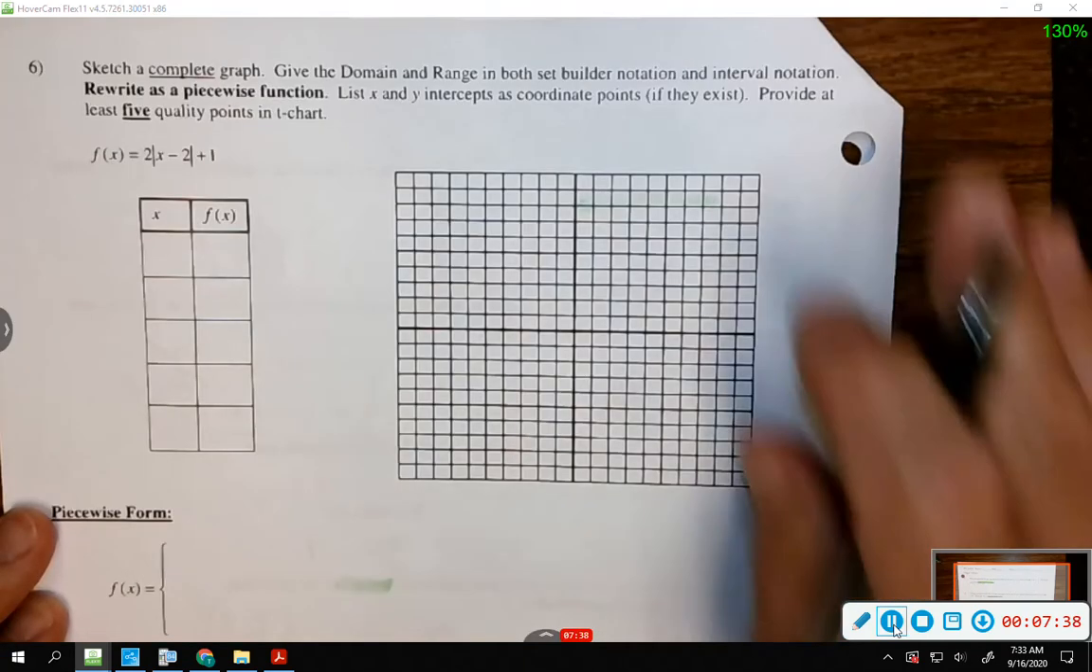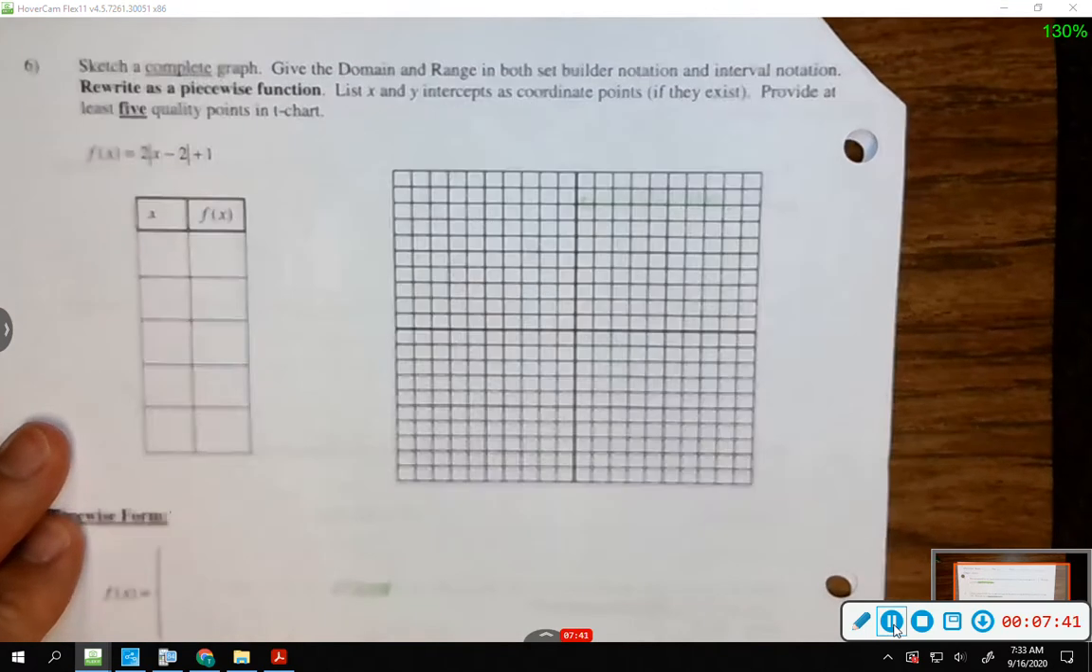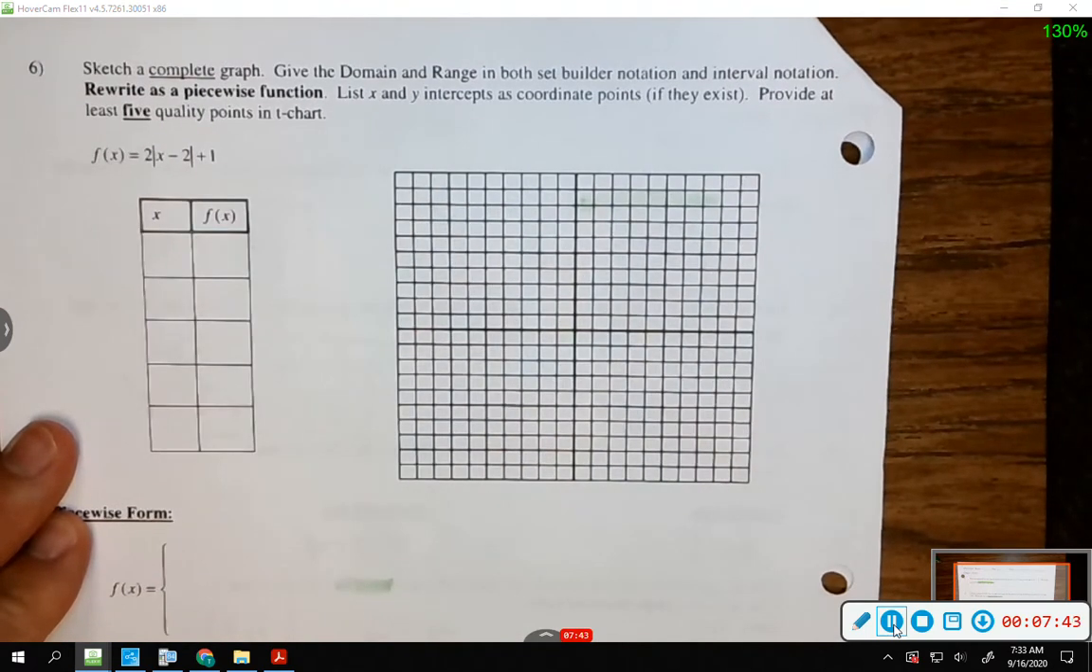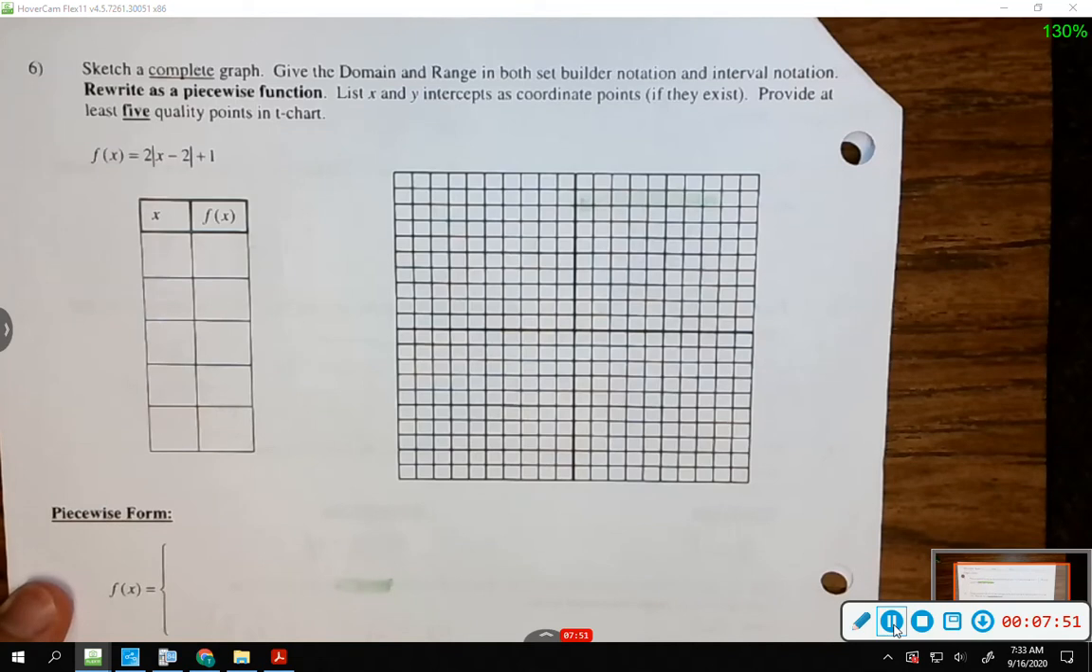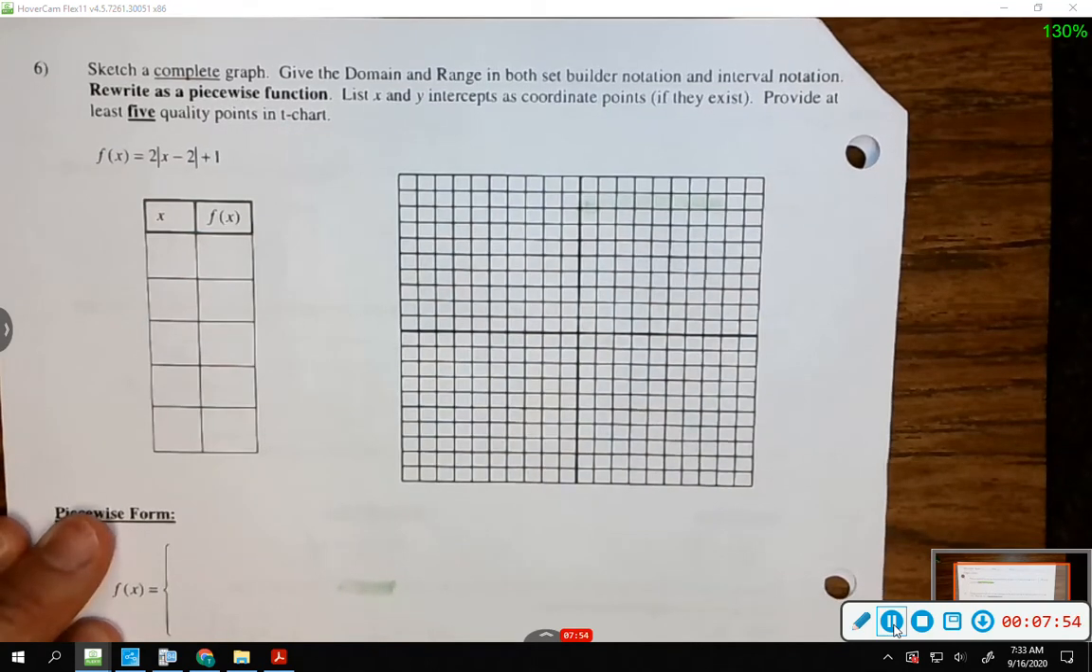Take a look at problem number 6. We're going to sketch a complete graph, give the domain and range in both set builder and interval notation, write a piecewise function, list the x and the y intercepts, and provide at least 5 quality points. We can start by just providing quality points here. Plug in values for x.